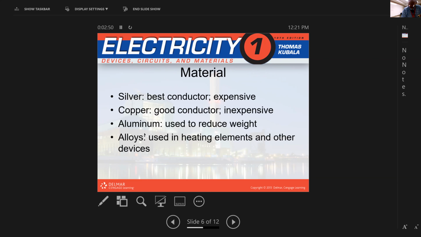Now on materials, it says silver is the best conductor. It's expensive. Copper is good, and fairly inexpensive. Aluminum is used to reduce weight in some cases. And then they use alloys for heater elements.